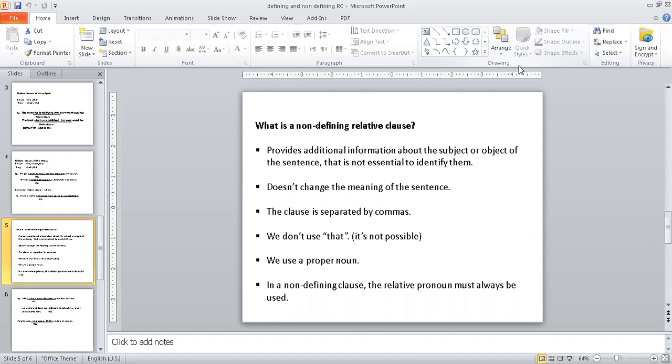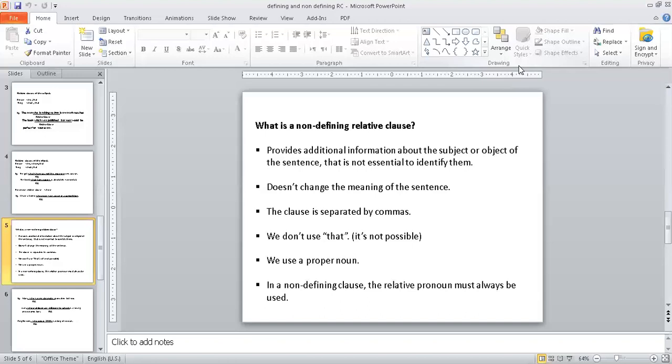So you can include it, but it's not essential. And without it, you can still understand the meaning of the sentence. And the clause is separated by commas. So we have to use commas. بنوع non-defining relative clause لازم نستخدم commas. We don't use that. It's not possible to use that. بنوع defining relative clauses استبدلنا who which بذات. Non-defining relative clauses we cannot use that.